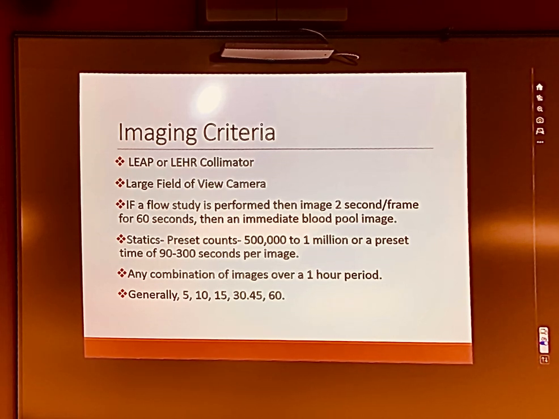Okay. Always a LEAP or a LEHR, always a large field of view camera. Either statics or dynamics, except if it's a bile leak study. If it is a bile leak study, it is always preferred to do a dynamic study. You can do a bile leak study statically, but it's very difficult for the radiologist to read because they can't follow the bile path. Makes it a little harder.